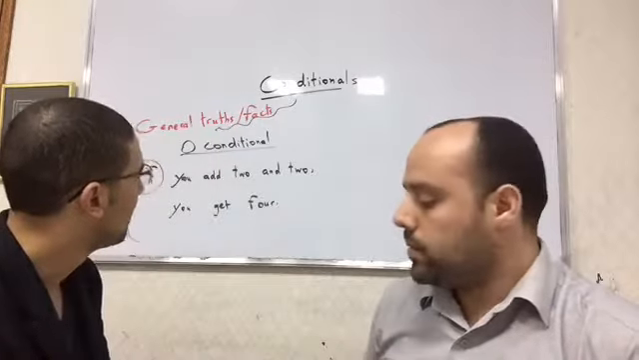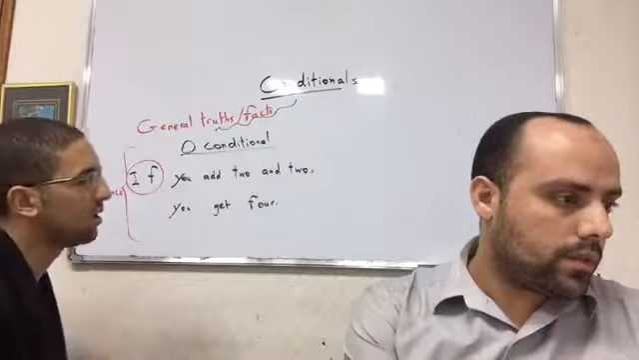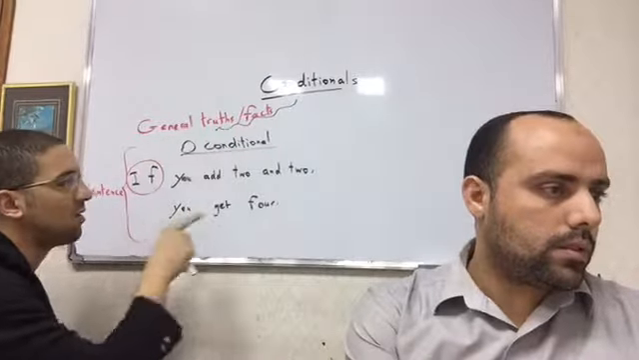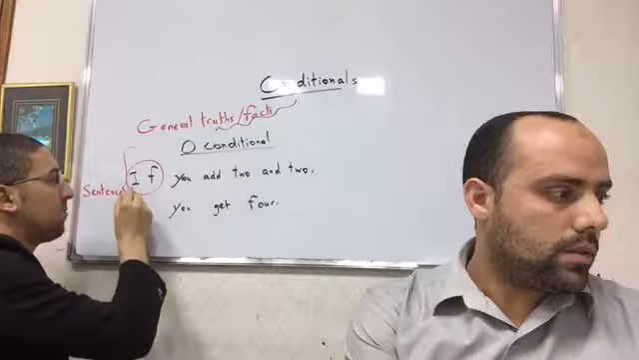Now all of this is a sentence. All of it is called a sentence. If you add 2 and 2, you get 4. This is a clause here. It is a clause.